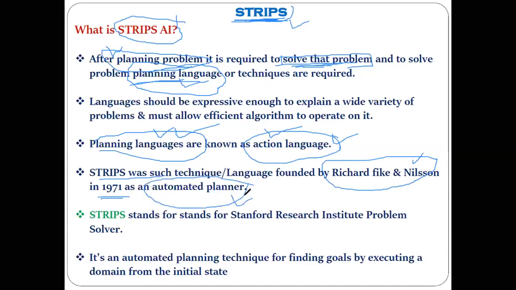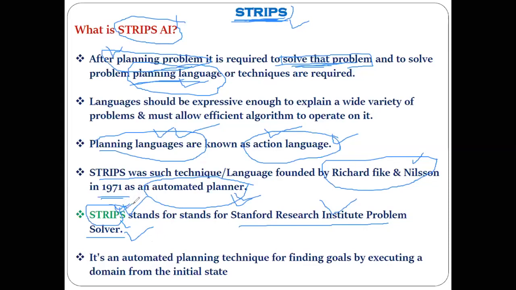The planning language can also be considered an action language, or an automated planner. Now what exactly is STRIPS? STRIPS stands for Stanford Research Institute Problem Solver. Keep in mind this full form of STRIPS. So this is the mother language of all the languages available in artificial intelligence nowadays. Mother language in the sense that the origin of the planning languages started from STRIPS, and all other successors were based on the STRIPS language.